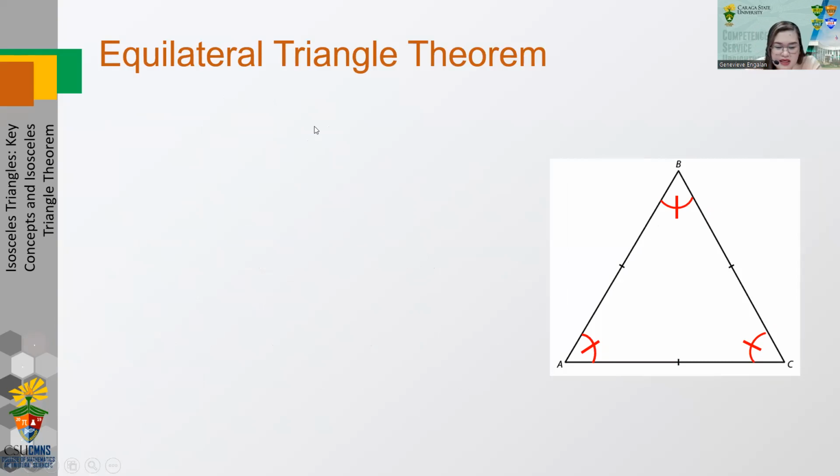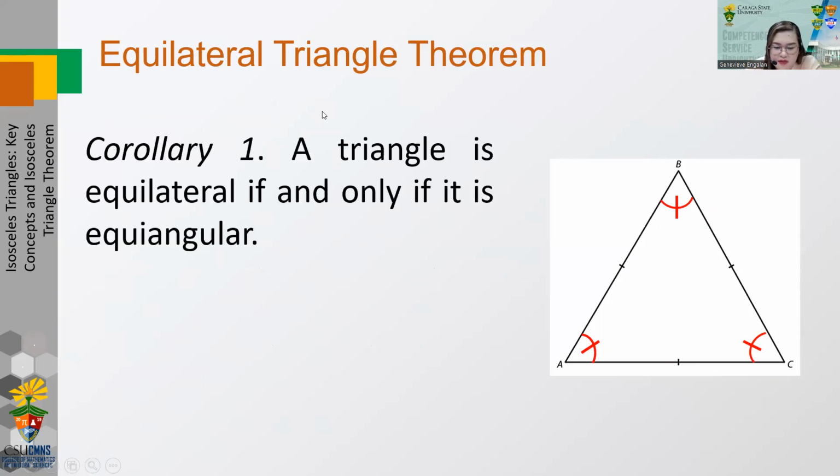Okay. Equilateral triangle theorem, corollary 1. A triangle is equilateral if and only if it is equiangular. So kuha na siya ha, kanang double implication na ni siya. Kung equilateral triangle, equiangular pod na siya. So equiangular, equilateral pod siya. Okay, if and only if.